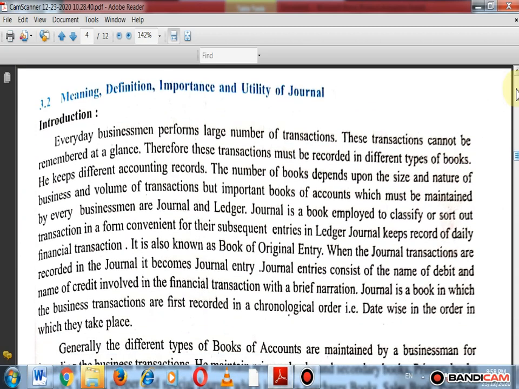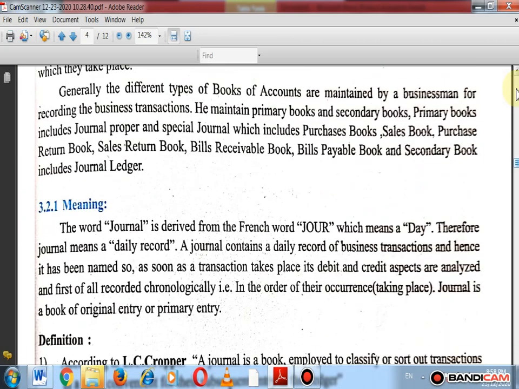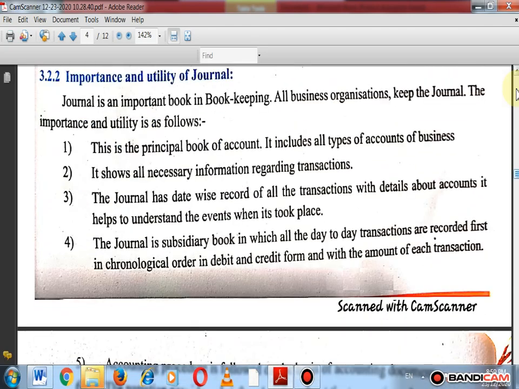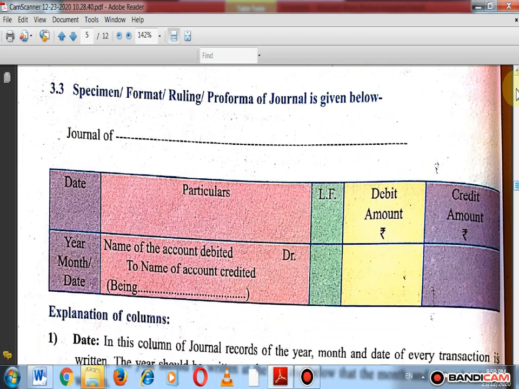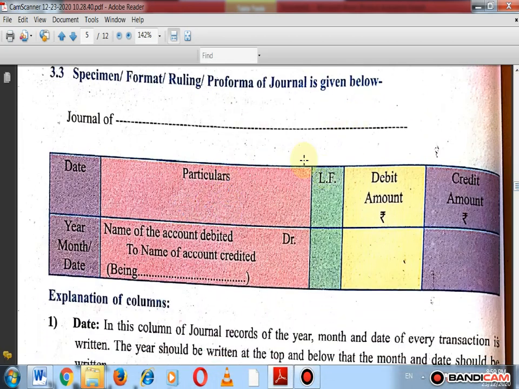Then the utility of journal entry. We understand the meaning of journal entry. The importance and utility of journal entry: here is the specimen or pro forma of journal entry. Journal entries in the books of, whatever the name of the concern, with the date given in the transactions, and according to these transactions we make the journal entries in the books of journal. So here we have date, particulars, LF meaning ledger folio, debit amount rupees and credit amount rupees.